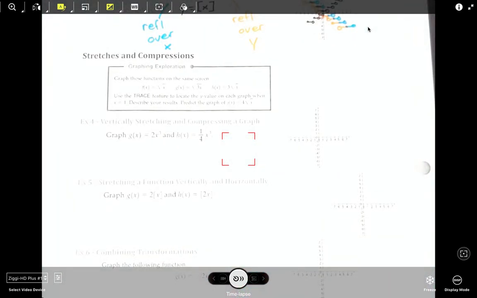Is that exposure up too high or good? It's too high? Okay. Is that better?